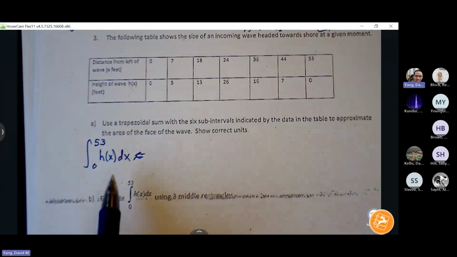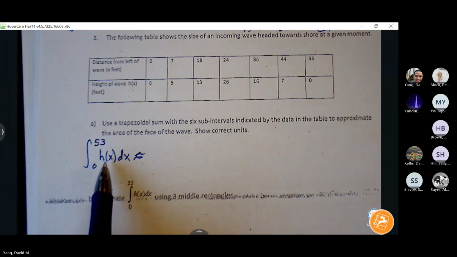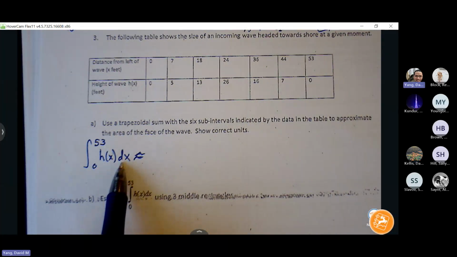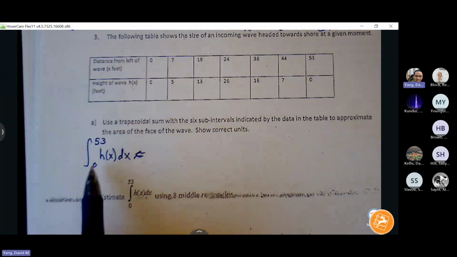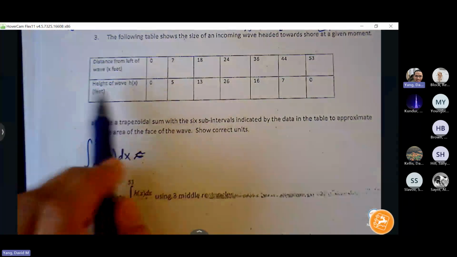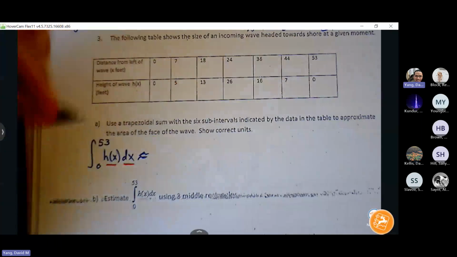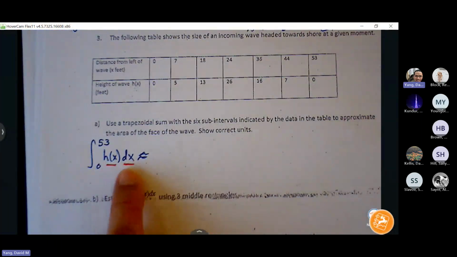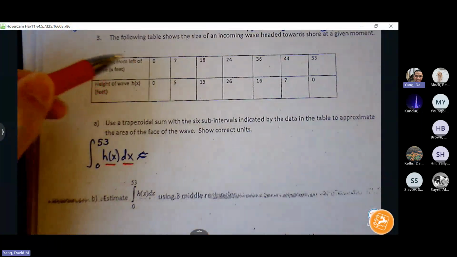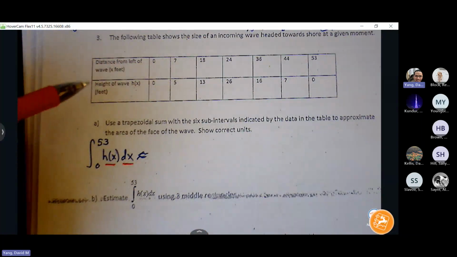Now let's talk about something here. H of x is in terms of what? Feet. Dx is the x value. It's also in terms of what? Feet. What are we going to do to get to our new units of measure? Multiply, right? It's h of x times dx.